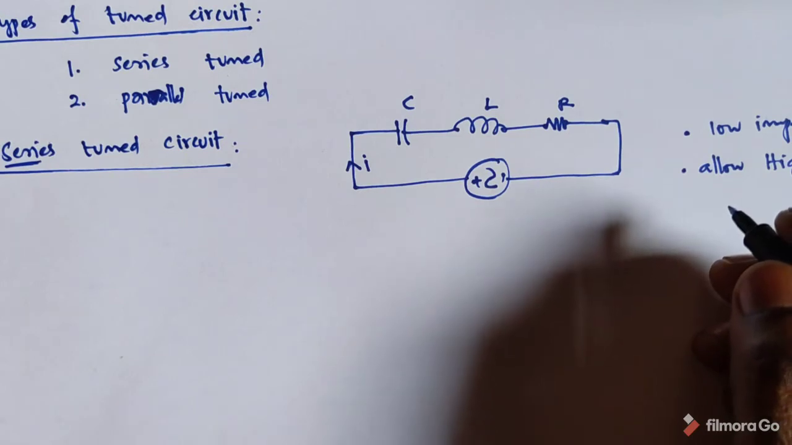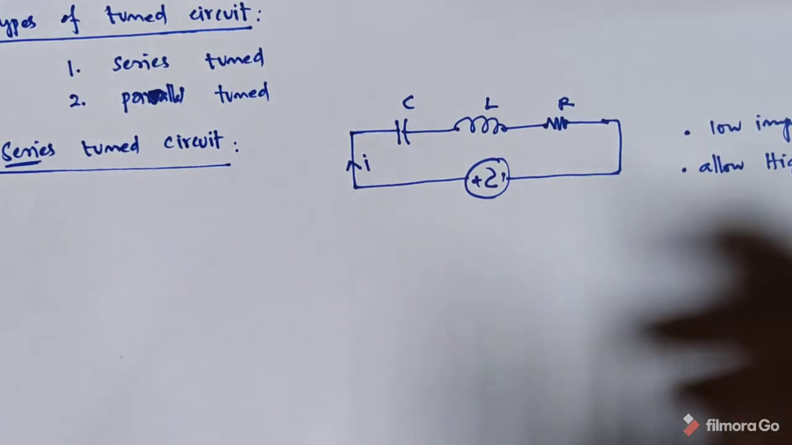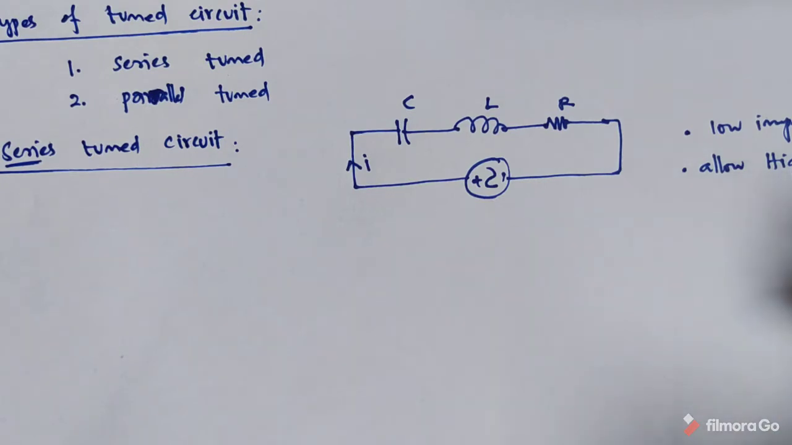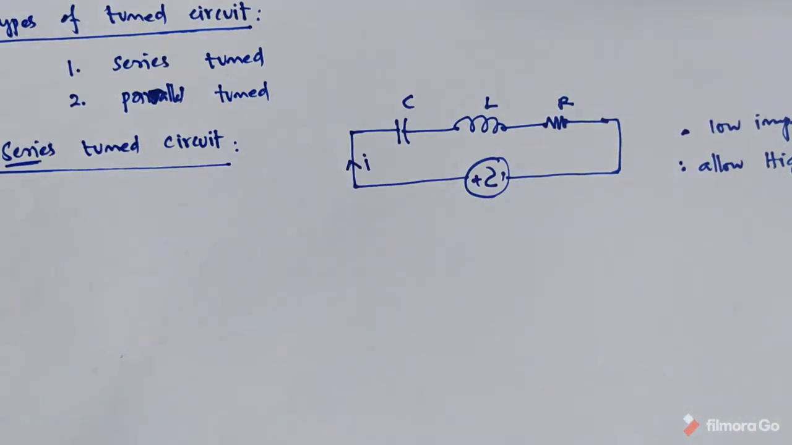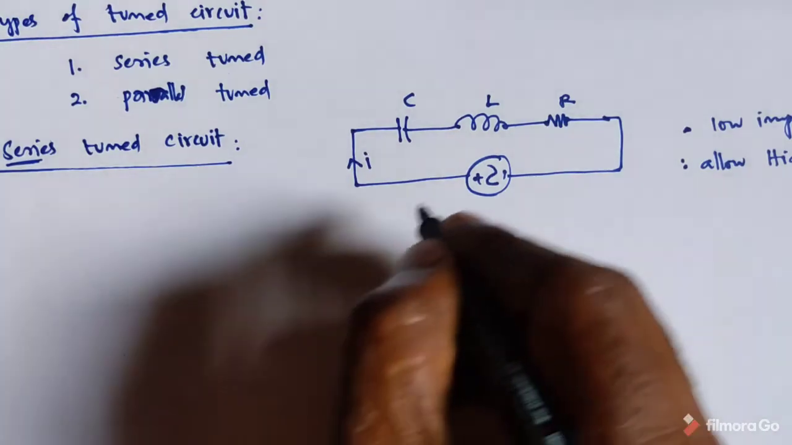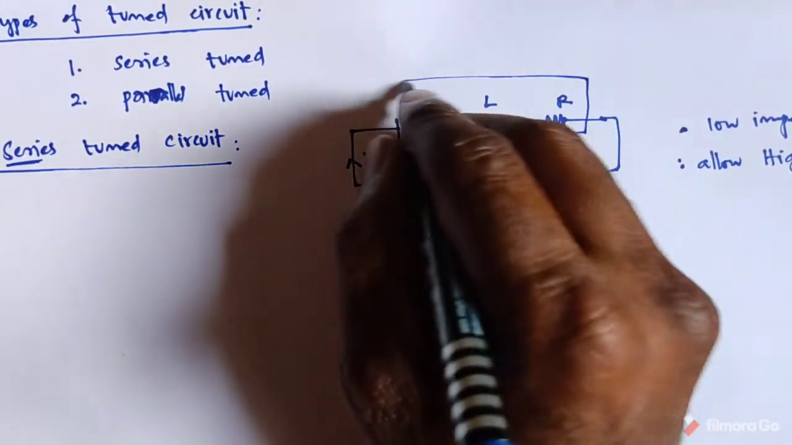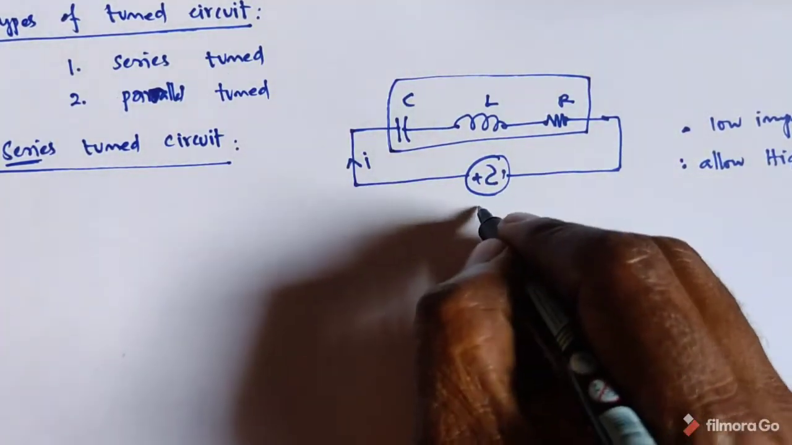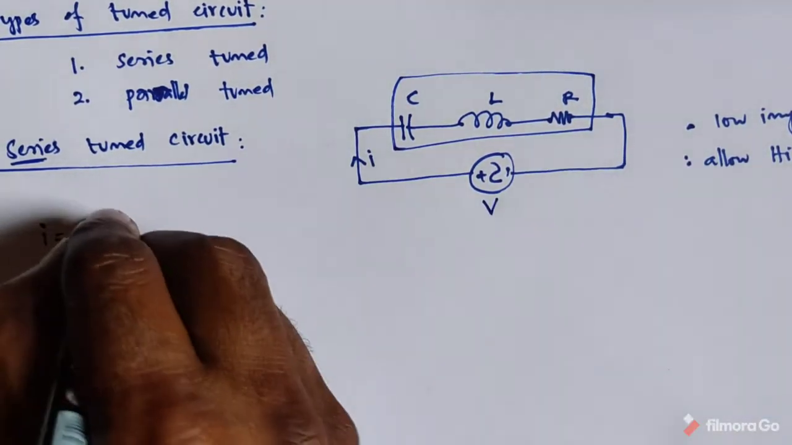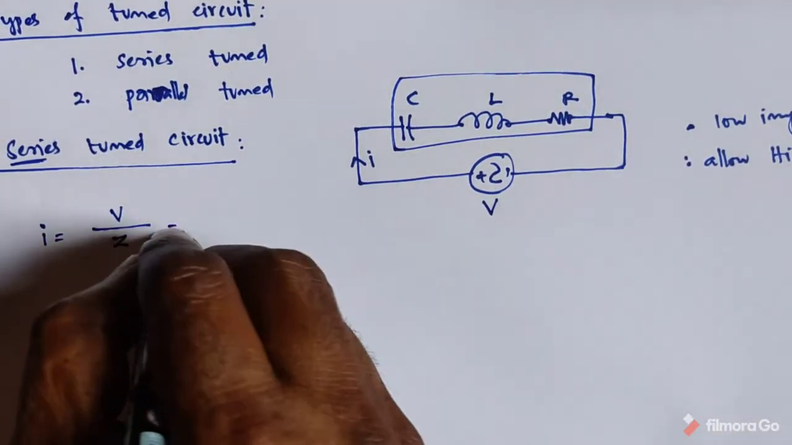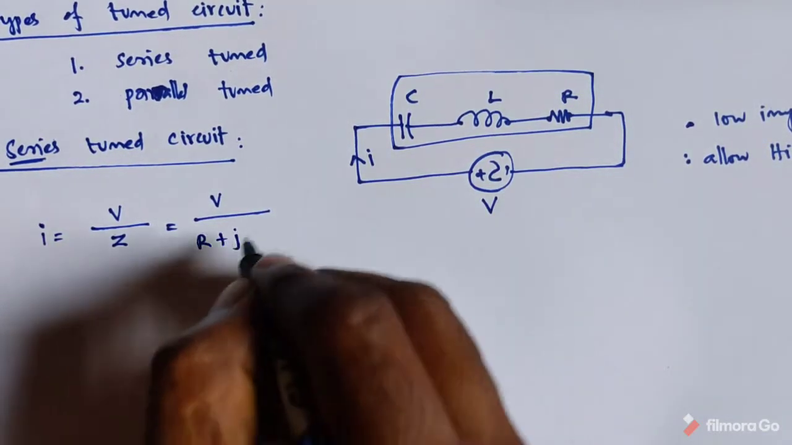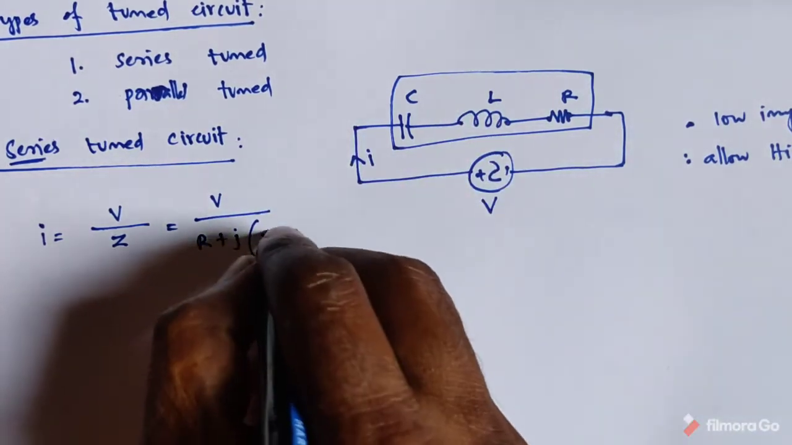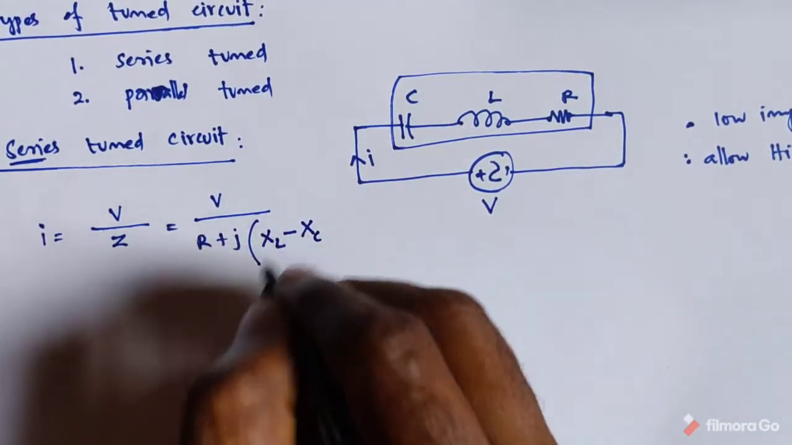Next, a series resonant circuit offers increasingly high impedance to frequencies away from the resonant frequency. That's why you have to consider this type of expression. In terms of this, you have to calculate the total impedance. I is equal to V by Z, where V is the voltage. Z is equal to R plus j imaginary. What is the meaning of this? XL minus XC.